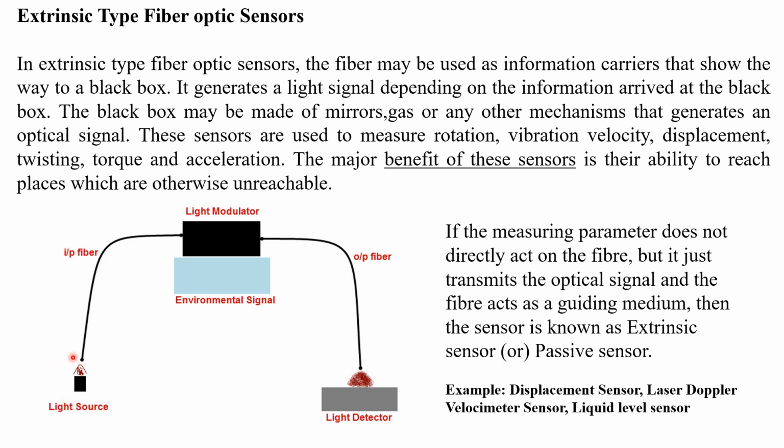So if you look at the diagram here, you should have a light source at one end from which the light is sent to this modulator. The modulator is where you make use of this input fiber, which is used to transmit the light. Then from the light modulator, that is the environmental signal, the signal is received through this output fiber. Then it is fed to a light detector. Some examples of this are displacement sensor, laser Doppler velocity sensor, liquid level sensor, etc.